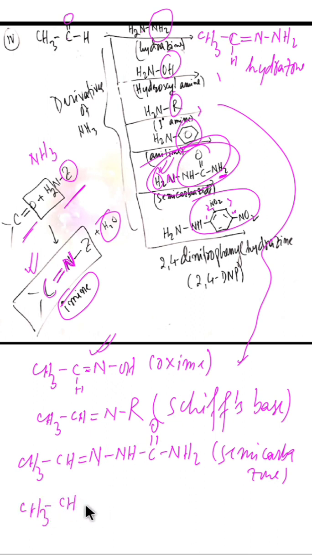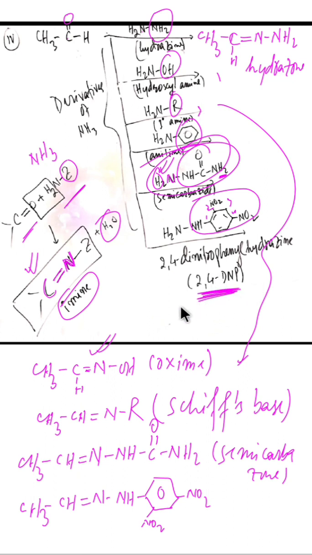So let me write the product here. CH3, CH double bond, and NH. To this NH, phenyl will be attached. And let me draw the nitro group here because less space is there. NO2. Okay, this is 2,4-dinitrophenylhydrazone. Okay, this is shortly called 2,4-DNP.